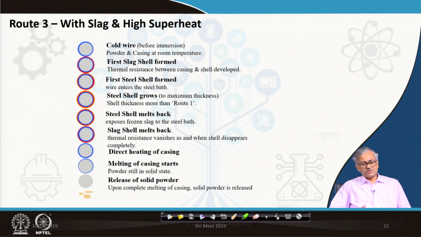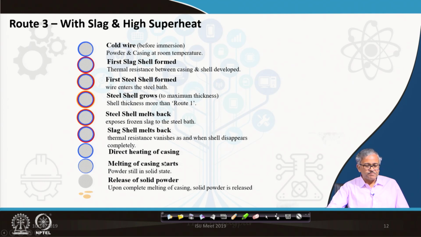Okay, so compared to the case without slag, when slag is there you have an extra slag layer that is forming. As a result, you are giving more time, basically more time for melting. So it takes a little more time for melting, but because of high superheat, the increase in the time is also not very high, and the powder is still released in the preheated solid powder form.